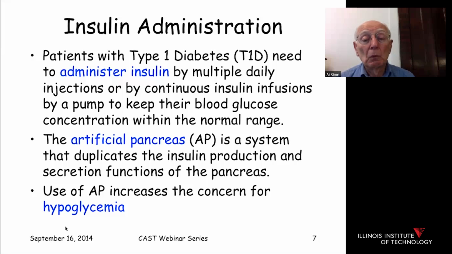But one thing that is critical is that the use of the artificial pancreas increases the concern for hypoglycemia, namely very low blood sugar levels that may cause some dizziness, fainting, loss of rational thinking, and it can lead to diabetic coma and ultimately to death if untreated.